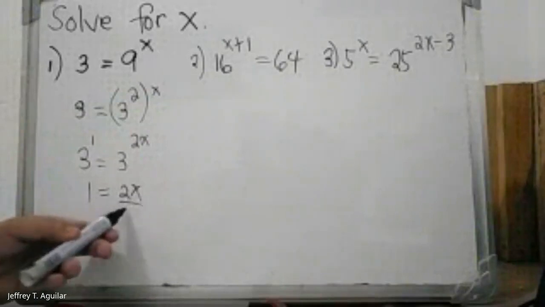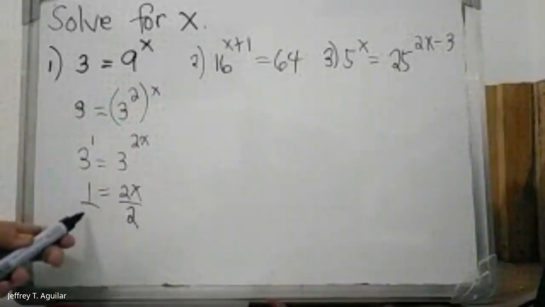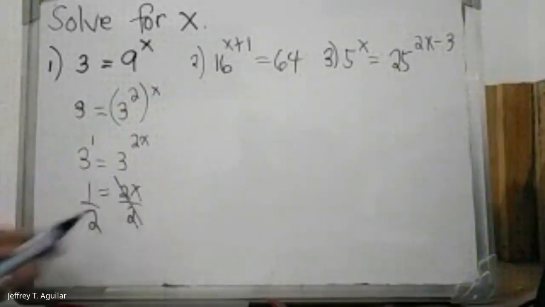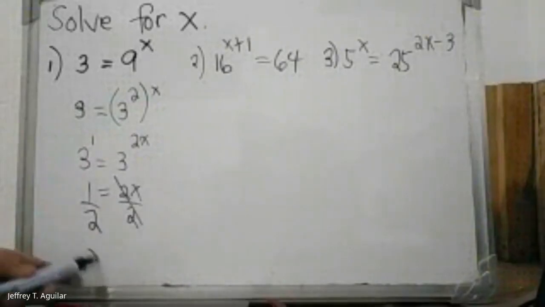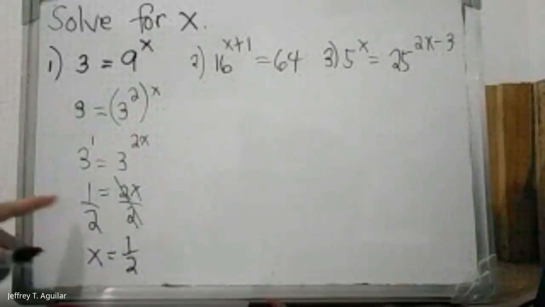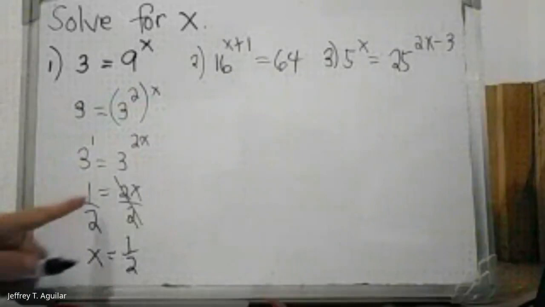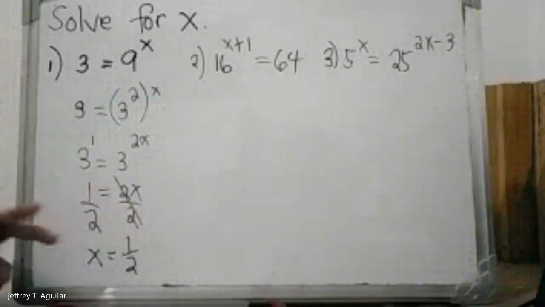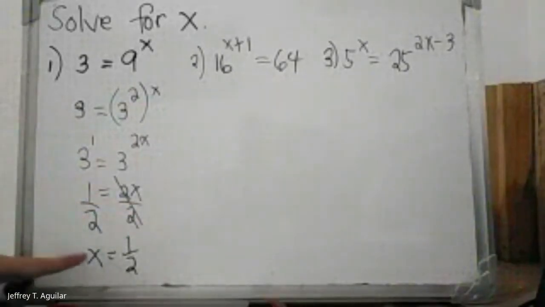So we have to divide both sides by 2. Divide here by 2. Cancel that. So therefore, x is equal to 1 half. At this point, the left side is actually 1 half and the right side will become x. We can actually switch to make it x equals 1 half.